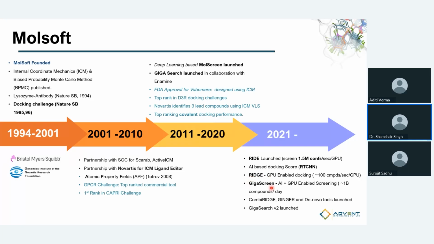And Giga Screen, which is again AI plus GPU enabled screening, which can screen up to 1 billion compounds per day. We also have other tools like CombiReach, Ginger for conformation generation, and de novo tools have also been launched, and Giga Screen version 2 has also been launched in the current decade.